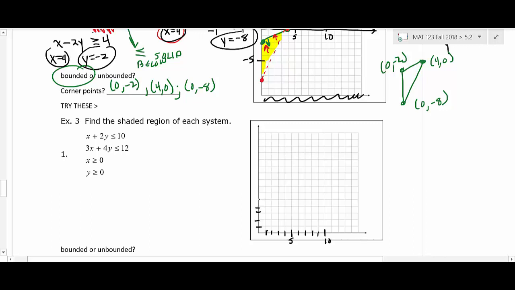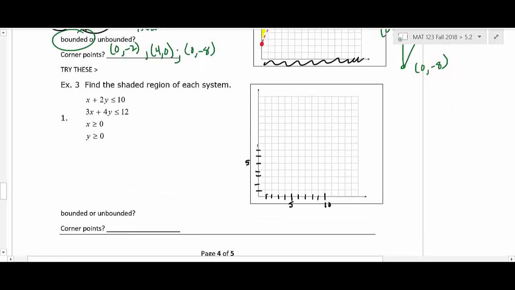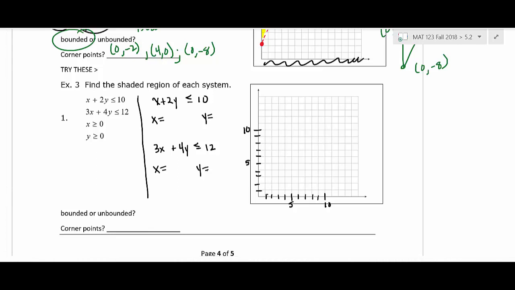Do the intercepts in your head. Get your graphs put together. Shade the region and find the corner points. And on this particular problem, when you do the corner points, you're probably going to have to use a matrix to find one of those intersection points. You may have to do that on this problem. You don't always have to do that. It just depends on the situation.